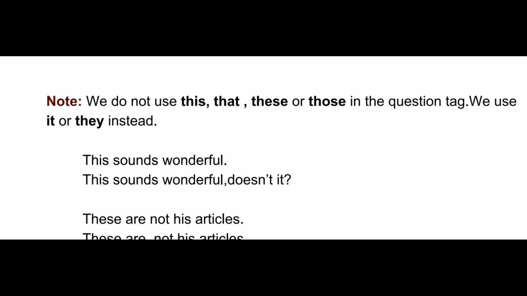These are not his articles. What will come as the answer? Are they? Because our sentence is negative, so the question tag will be positive.